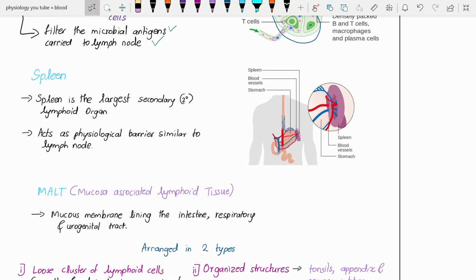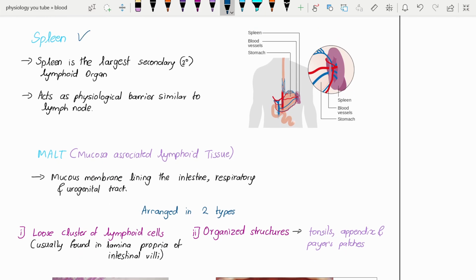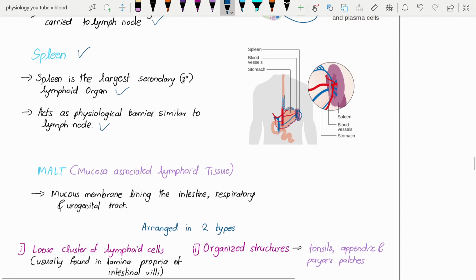Okay, now we'll look at the spleen. The spleen is the largest secondary lymphoid organ, and it acts as a barrier similar to the lymph node. You can see the spleen is present over the stomach.